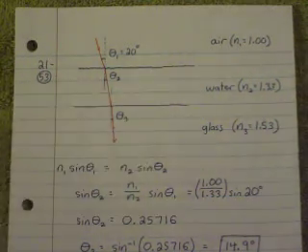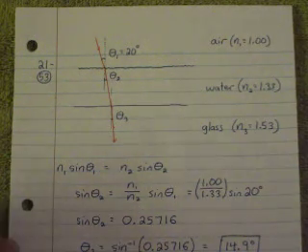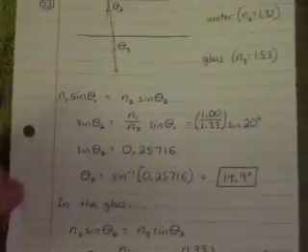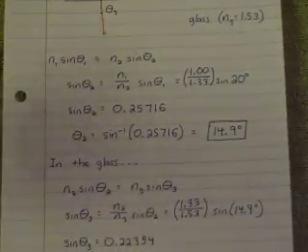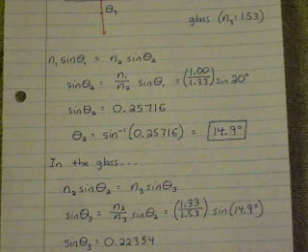Well, the question is asking, first, what is theta 2, and then what is theta 3? So I solve for theta 2 the same way I did in the previous problem, using Snell's law, and I get 14.9 degrees.